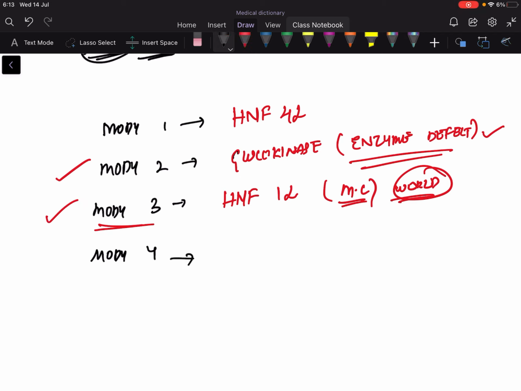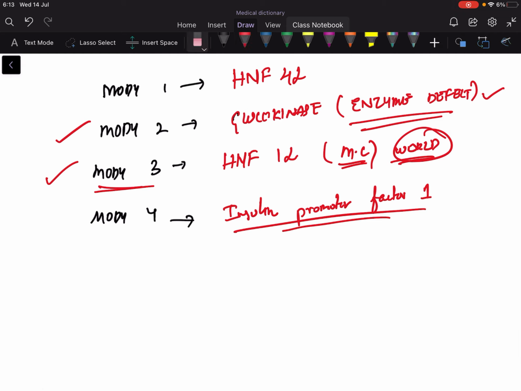What was happening in MODY4? There is a defect in insulin promoter factor 1. Let me draw it clearly here.